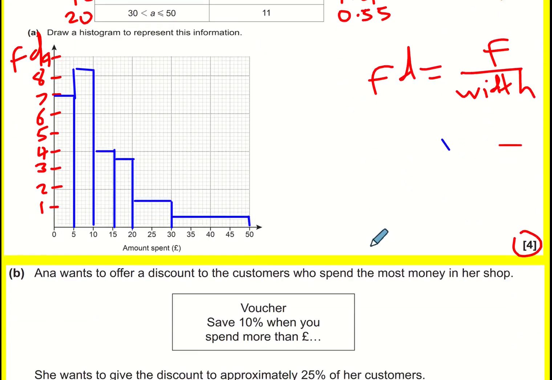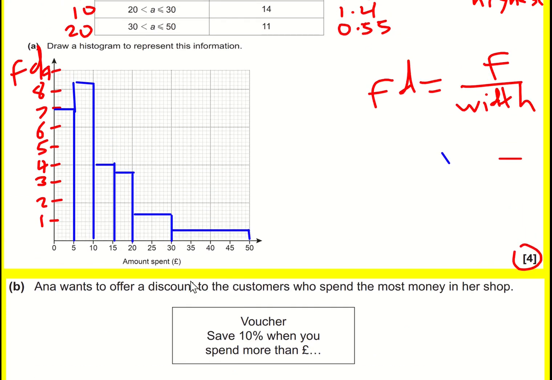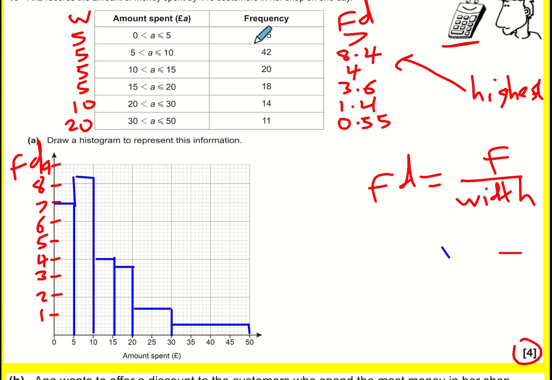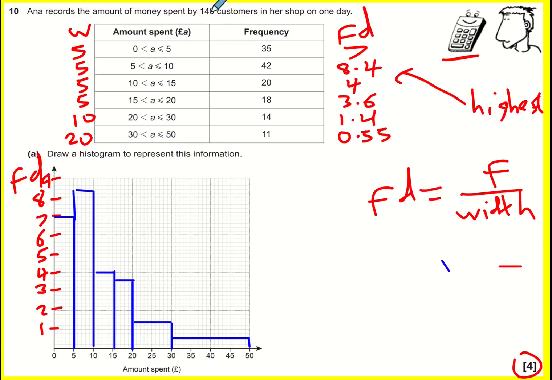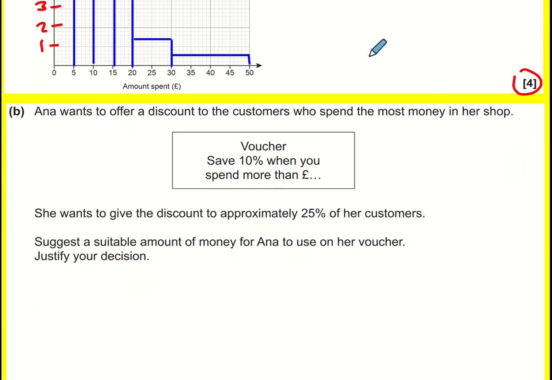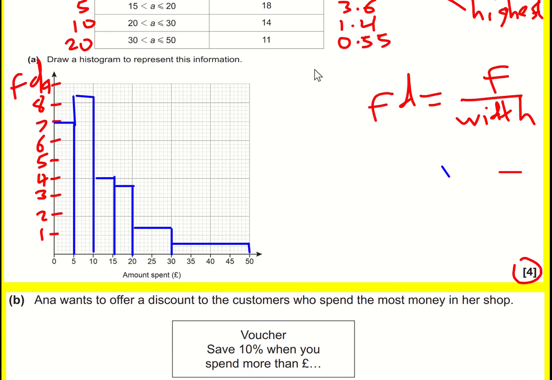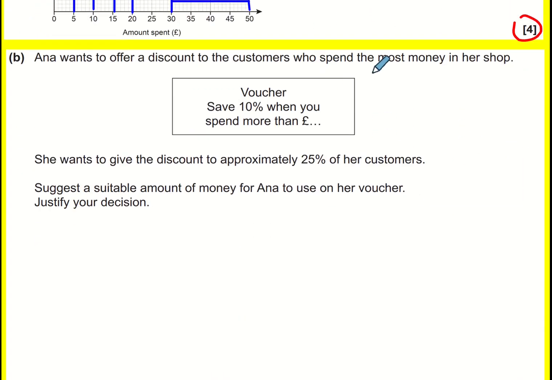Brilliant. All right, Anna wants to give a discount to those who spend the most money. She wants to give the discount to approximately 25% of her customers. Suggest a suitable amount of money that she can use. This really tests us on our knowledge of histograms. How are we going to work this out? Well, first of all, we know she's got 140 customers in a shop on one day. So if we use that as our sample and assume that's going to represent most of the days, then let's find 25% of that.